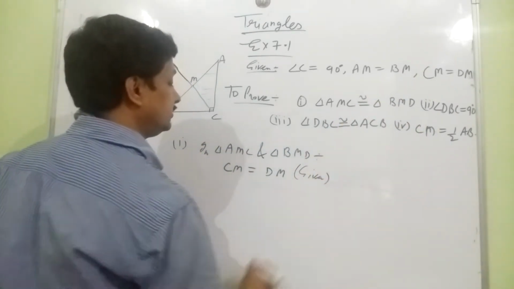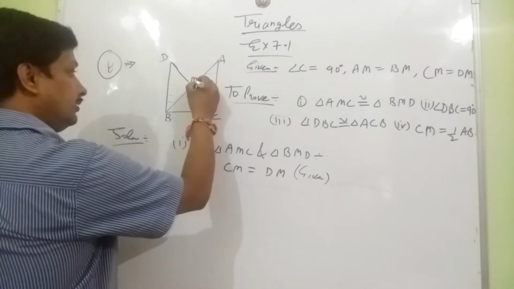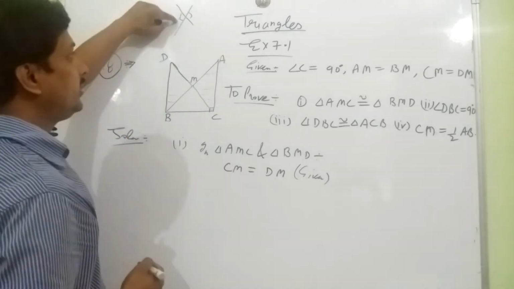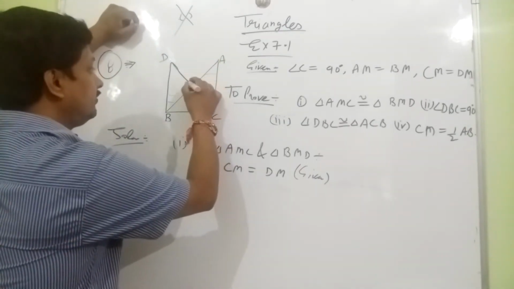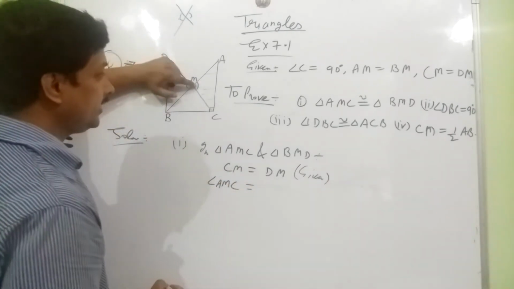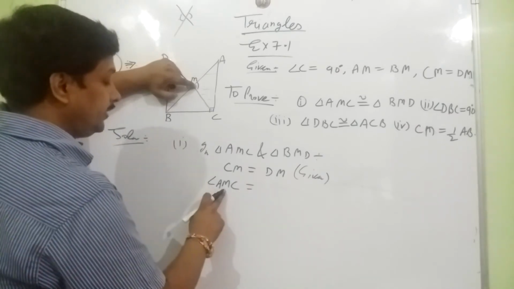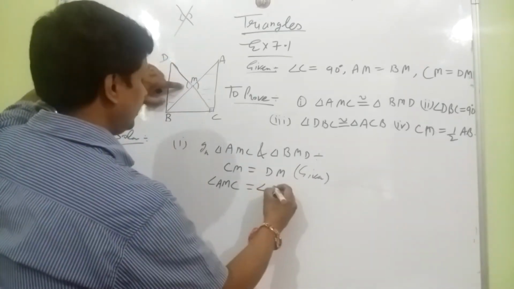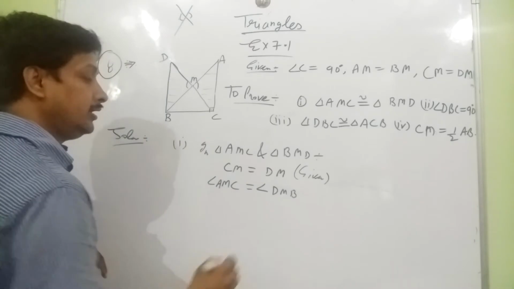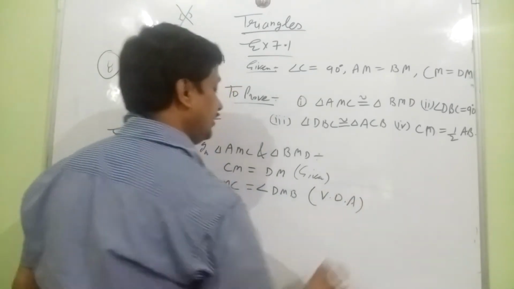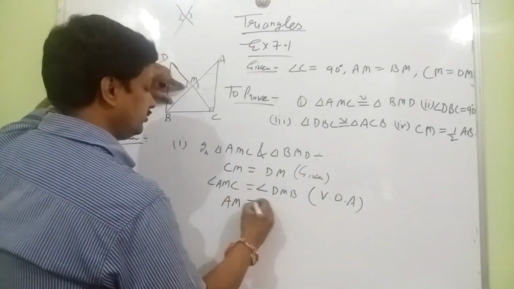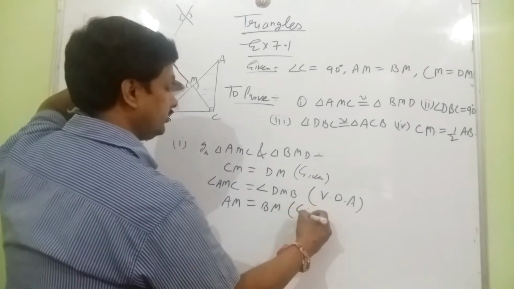Second thing, you can see if two lines intersect each other, then these types of angles are formed. These are vertically opposite angles. So this angle is vertically opposite to this angle. Angle AMC, because it is forming at M, so M should be in between, will be equal to angle DMB or BMD, but M should be in between. So these are vertically opposite angles. The third thing will be AM equal to BM. It is also given to us.